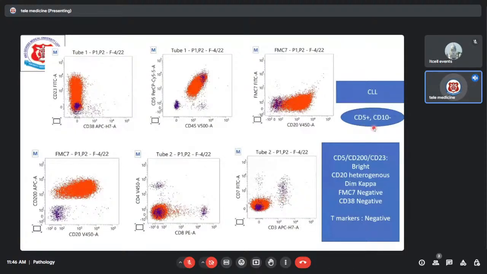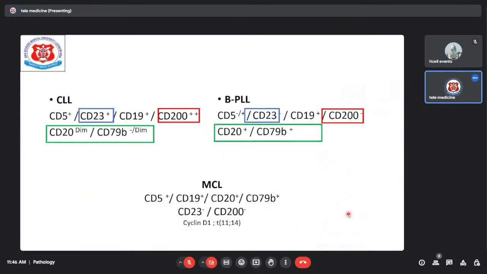So you have a population here of small size cells and with a bright expression of 200, heterogeneous expression of 20, dim kappa, FMC7 negative. तो क्या है ये? CLL will have a dimmer 20 and 200 is very brightly expressed in CLL and in hairy cell leukemia. In certain other lymphomas, it can be expressed, but to a very lesser extent. So CLL is very bright 200. PLL, BPLL will be 200 negative and 20 bright.